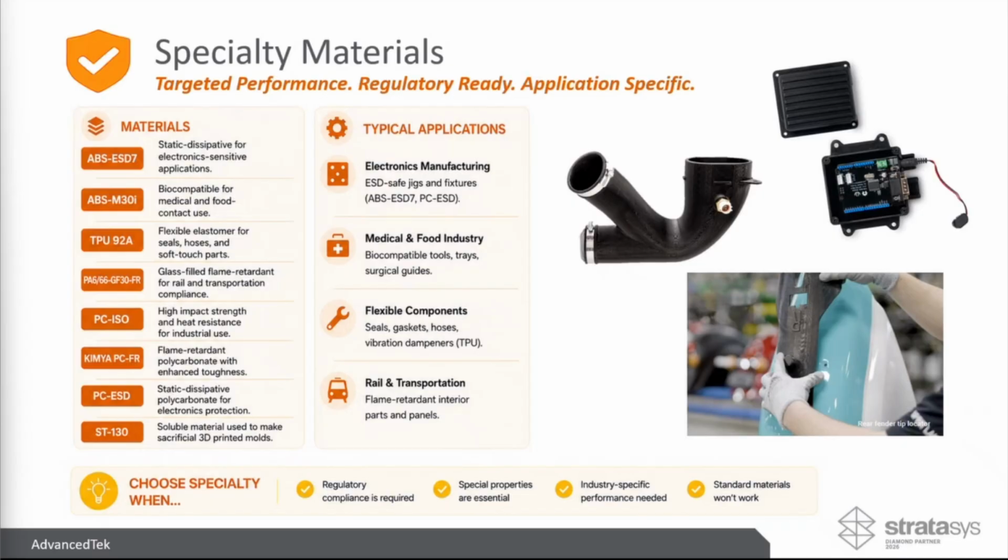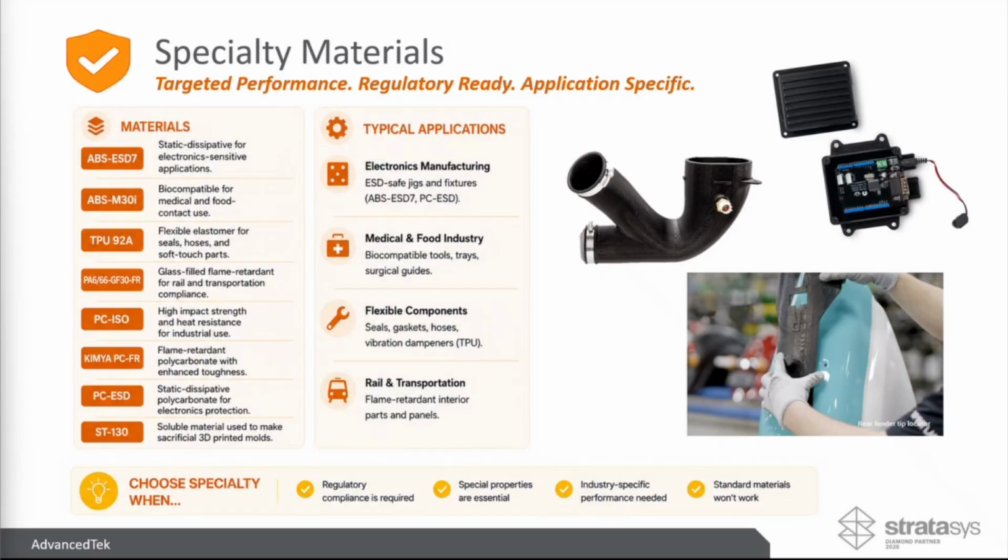Next, you got your PC-ISO. It's a good high strength, impact resistant, and heat resistant material for industrial use. And then next, you got your Kimya PC-FR, flame retardant polycarbonate with enhanced toughness. And then you got your PC-ESD, the static dissipative polycarb for electronics protection.